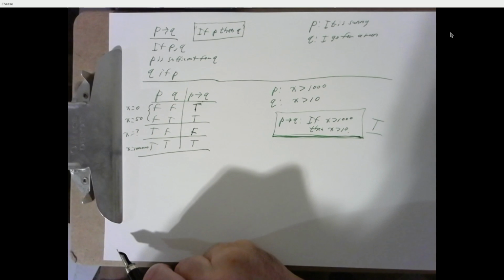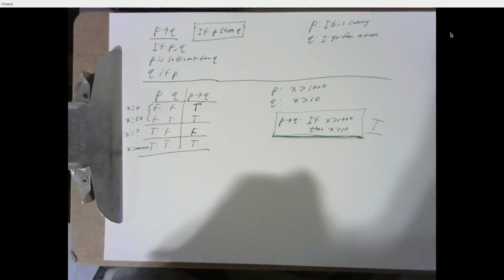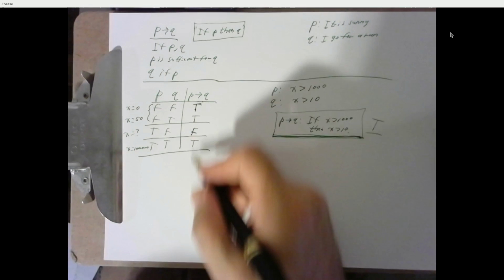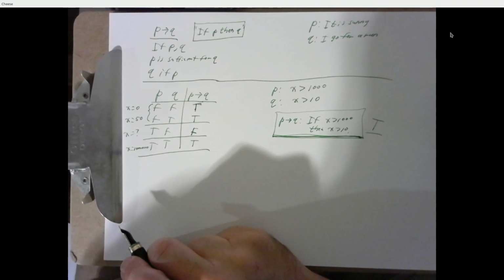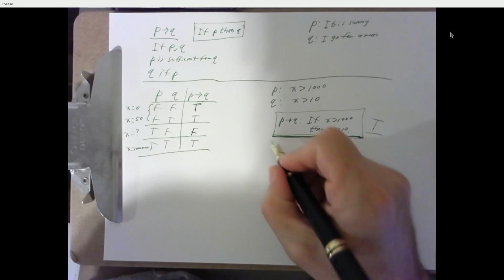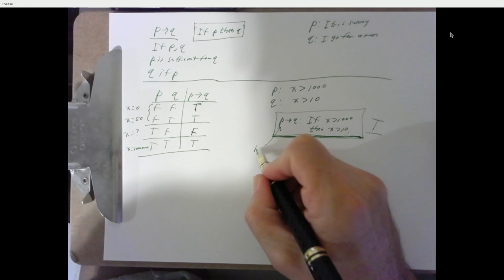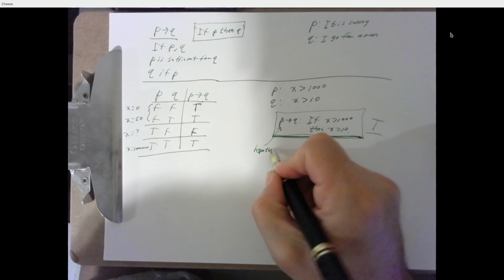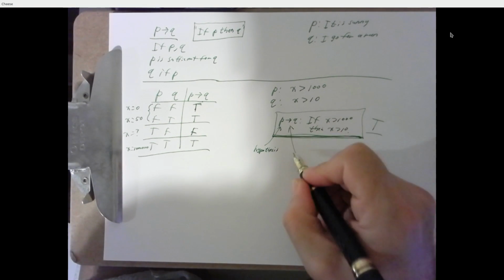And we'll have to kind of live with that for now, but it'll become more clear as we work with it why this truth table makes sense. All right, so terminology: when we say P arrow Q, P is called the hypothesis, and Q is called the conclusion.